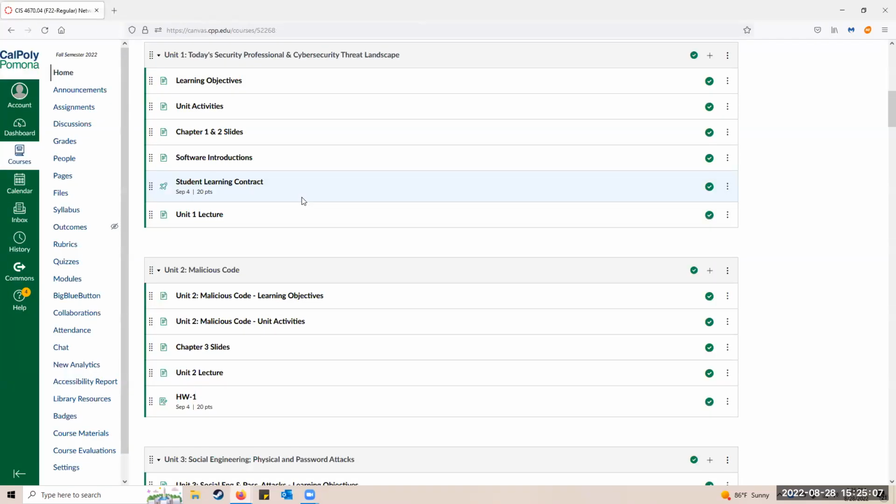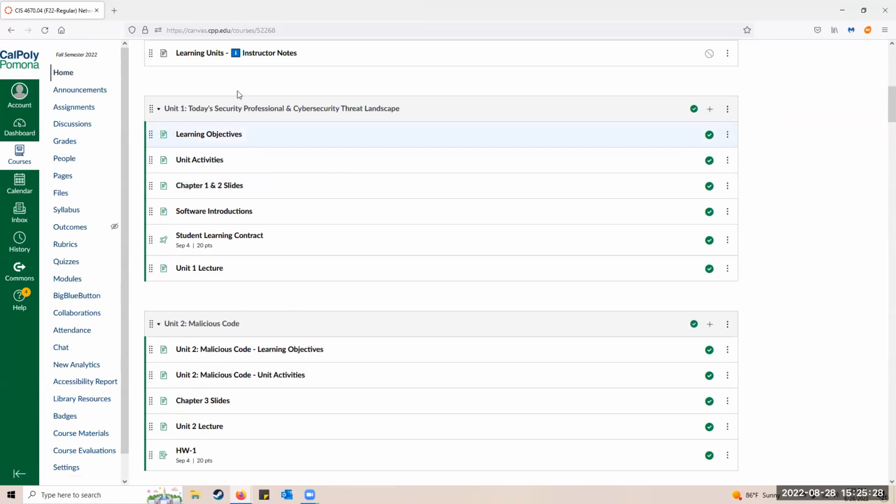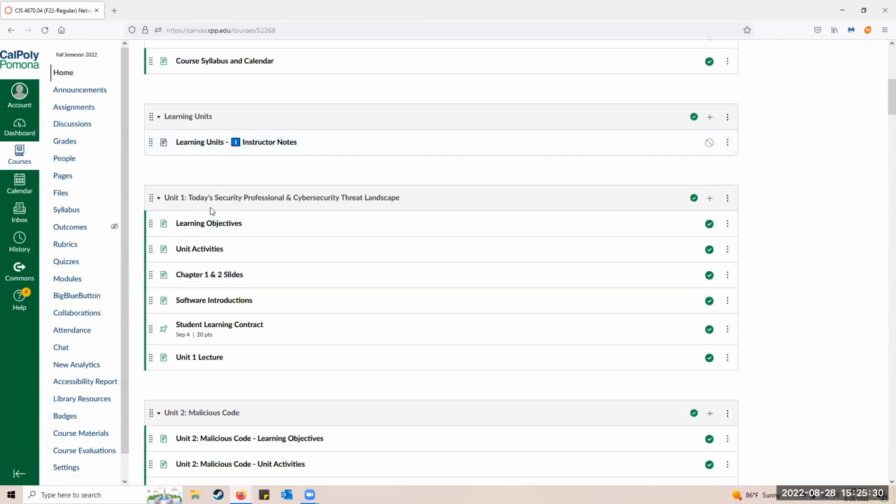All right, so this week we're going to talk about today's security professional and what the threat landscape in cybersecurity is all about. We're going to go through chapters 1 and 2, and I'll cover what is due at the end of the week. So let's go ahead and just dive in. I'm starting here out in Canvas.